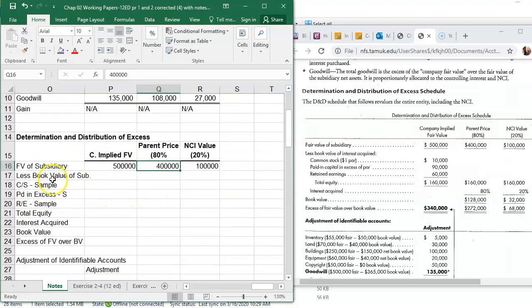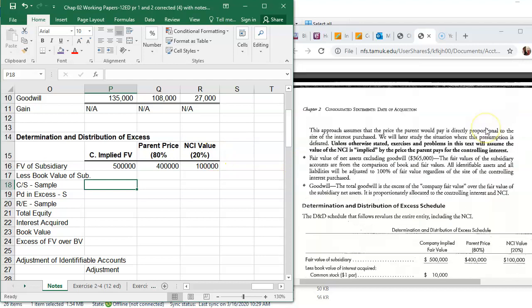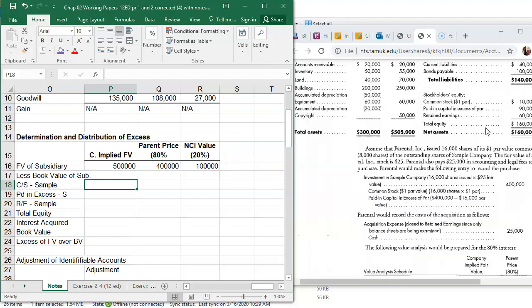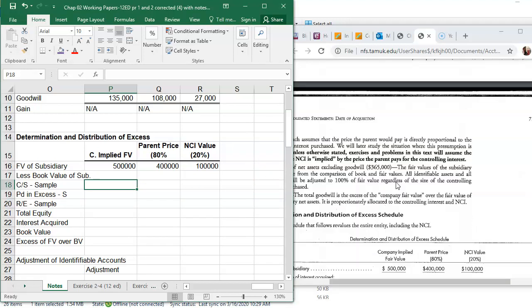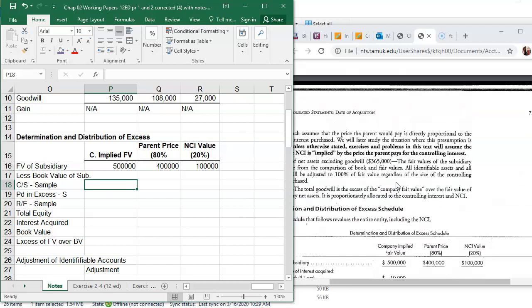Okay, and the next thing we need to do is take out the book value of the subsidiary. It goes in this first column, and this is going to be the common stock of the subsidiary company. So it's these numbers right here: the 10, the 90, and the 60. And it's the entire thing. It doesn't matter that we just bought 80%. You're going to write the entire amount here. All right, add those up.